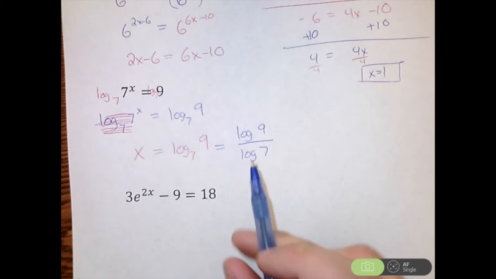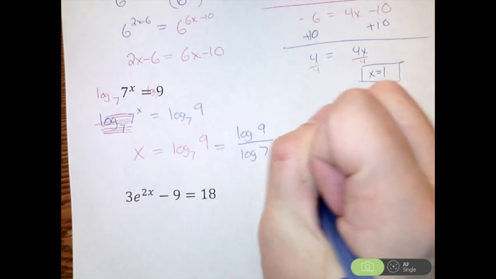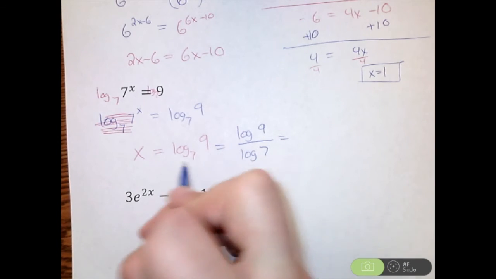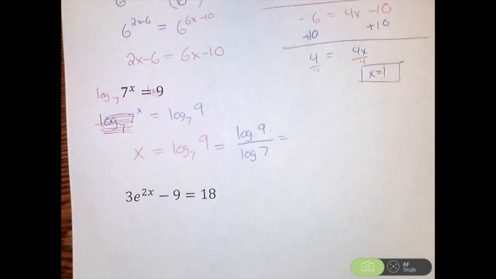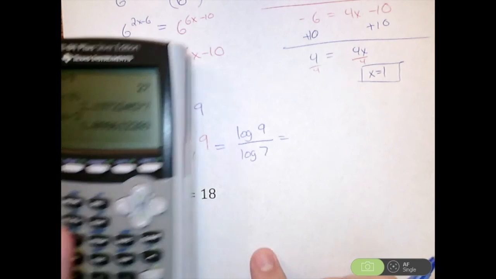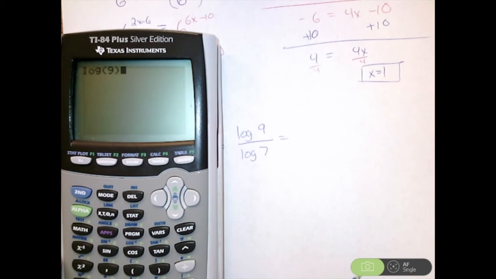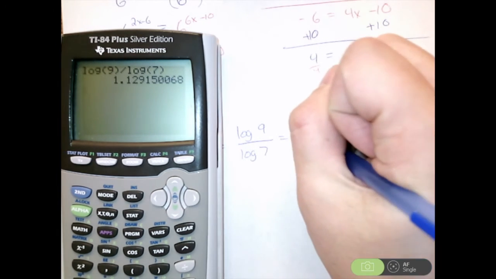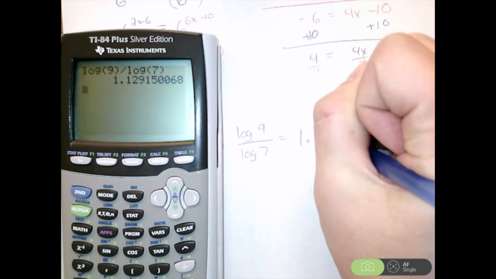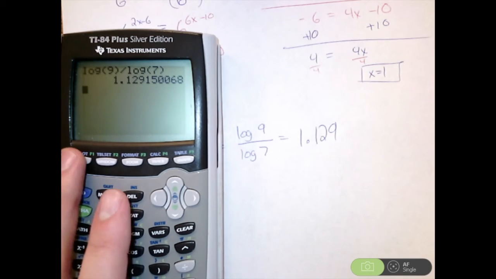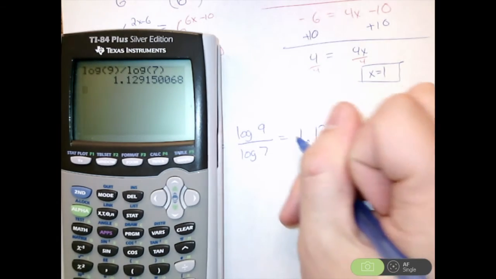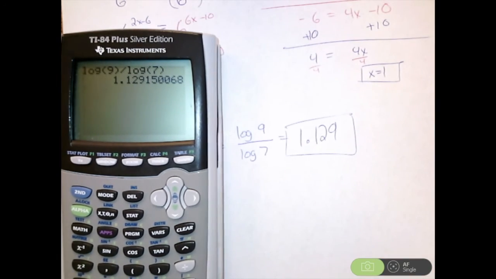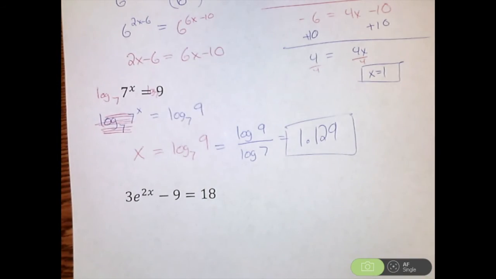So if I do log of 9 divided by log of 7, I could figure out what log base 7 of 9 is, which thus is x. So I could take a calculator and type in log of 9 divided by log of 7. And I'm going to round that to 1.129. So that would be my x value and the solution to that exponential equation.